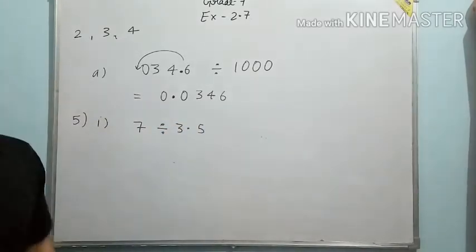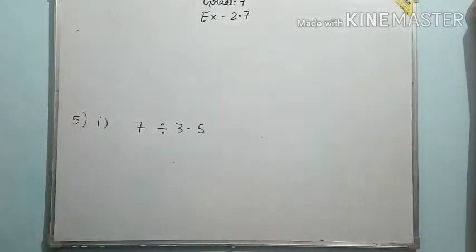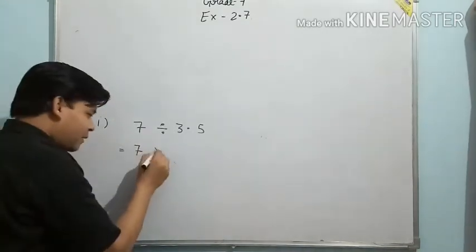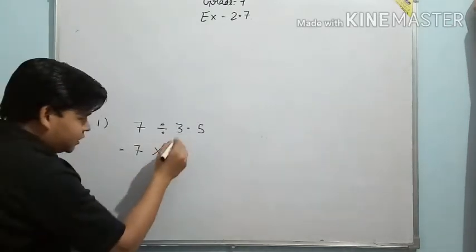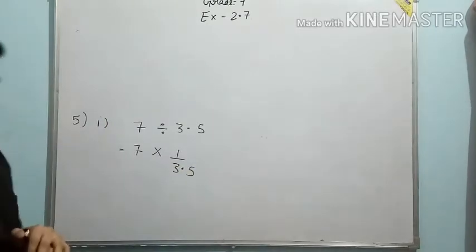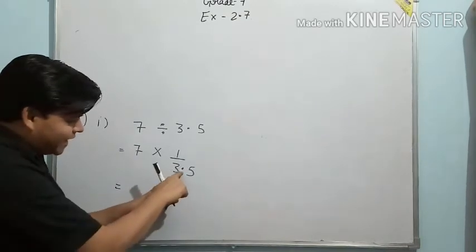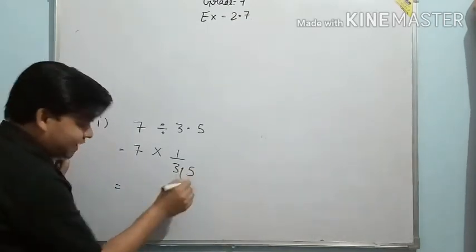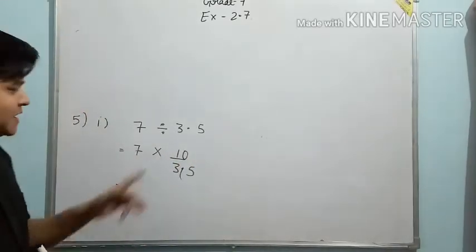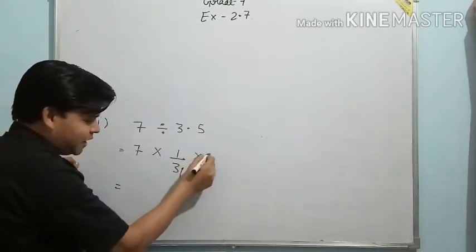First of all I am just erasing this which we have already done. Now the method is the same: first number as it is, divide will become multiply, and 3.5 will become 1 upon 3.5, right? Now you can see that after the decimal we have one digit, so we will remove the decimal and put 10 in the numerator. Or you can do it directly: as we have one digit after the decimal, we can multiply by 10 in the numerator.